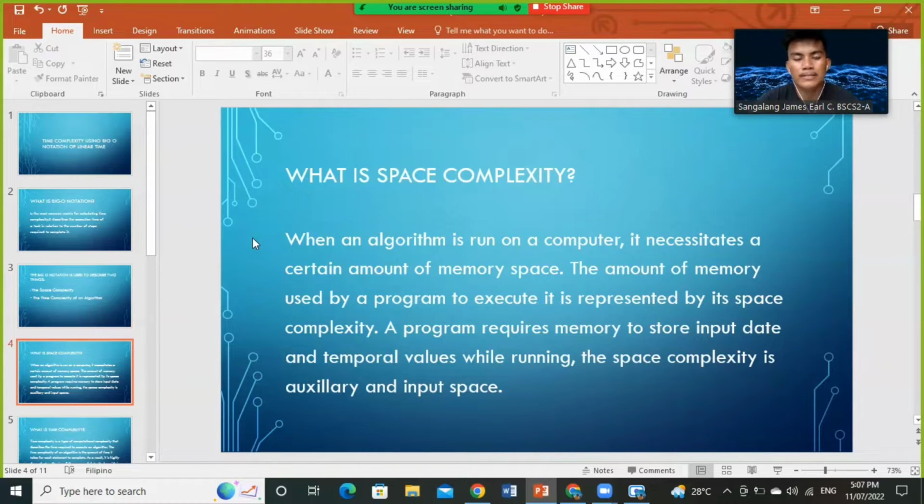What is space complexity? When an algorithm is run on a computer, it necessitates a certain amount of memory space. The amount of memory used by a program to execute is represented by its space complexity. A program requires memory to store input data and temporary values while running. The space complexity is auxiliary and input space.